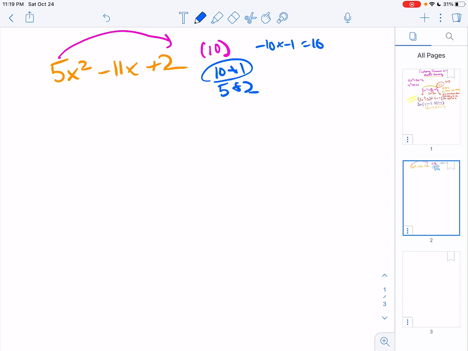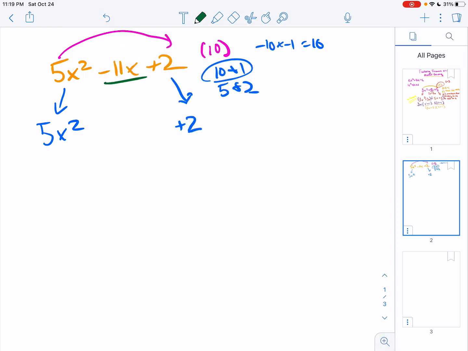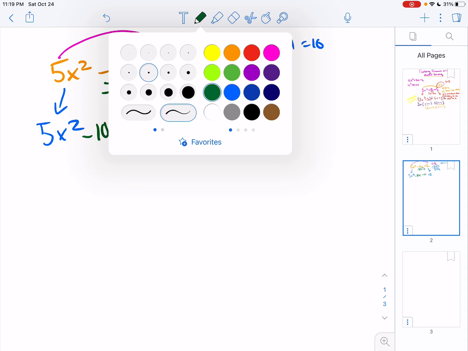Alright, so now I bring this down: 5x squared, and then I have plus 2. Now I'm breaking up negative 11x into negative 10x minus 1x, or just minus x. Where am I going to put my negative 10x? I'm going to put it next to the 5x squared because the 5x squared and the negative 10x have more in common. So now I've split this into 4 terms, and I'm just going to group.